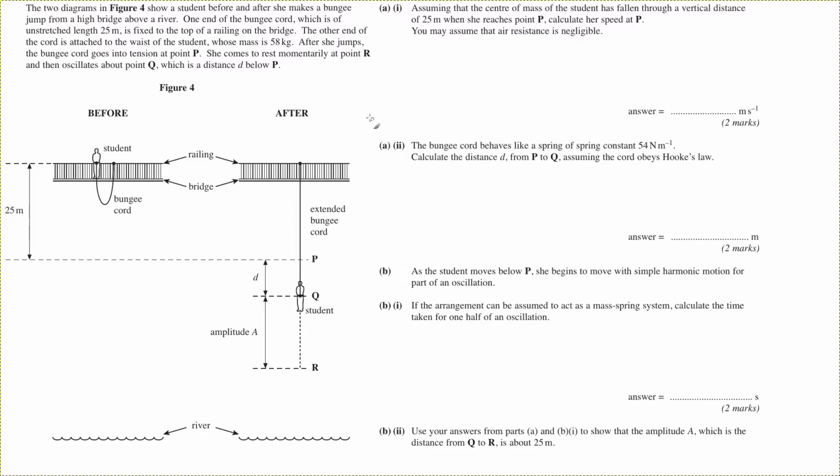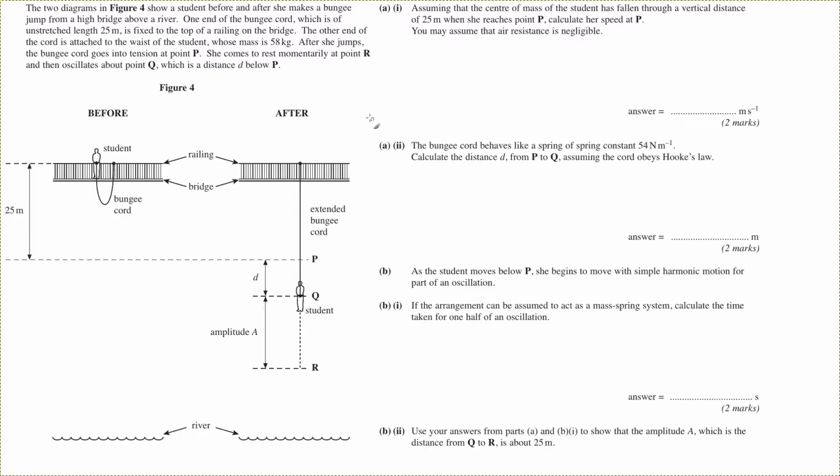She jumps off the bungee cord. The bungee cord will go into tension at point P, and she will then come to rest momentarily at point R, and will then oscillate about point Q. Okay, so let's just think about that. Basically, at point P, the bungee rope is going to go under tension. Obviously, she's been falling off the bridge, so she'll have a speed at that point. So she'll be travelling down quite quickly.